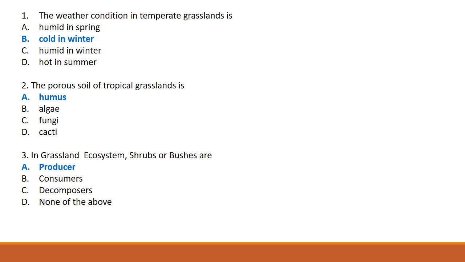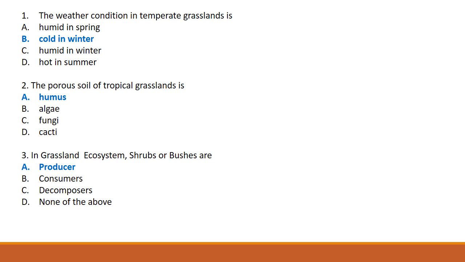There are some MCQs related to grassland ecosystem. The first multiple choice question is the weather condition in temperate grassland is: A. humid in spring, B. cold in winter, C. humid in winter, D. hot in summer. The answer is cold in winter.